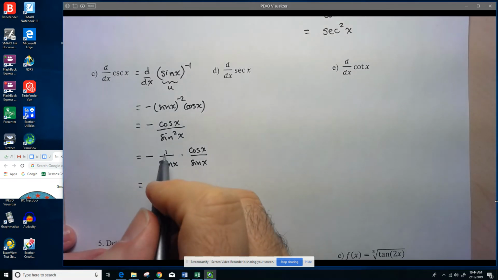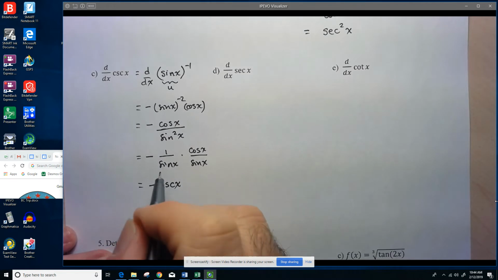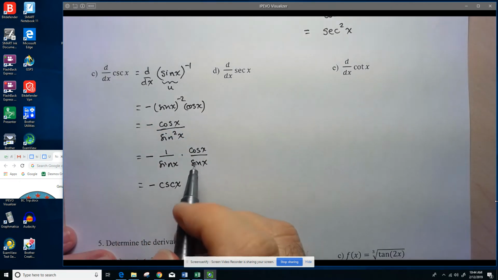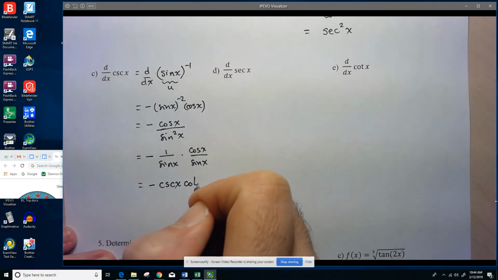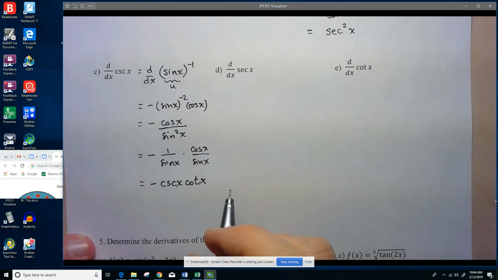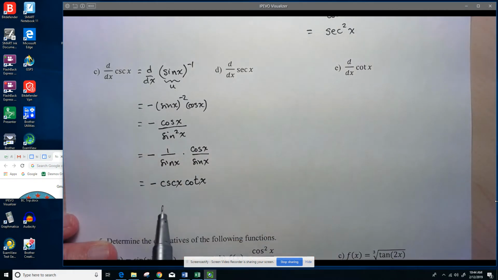Well, hey, wait a minute. 1 over sine x is just cosecant. So isn't this nice? That same function reappears. And here, cos over sine is just equal to cotangent. All right, and this is how we normally express the derivative of cosecant x. Cosecant x's derivative is equal to negative cosecant cotangent.